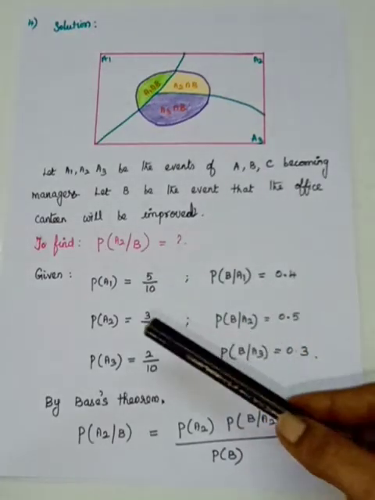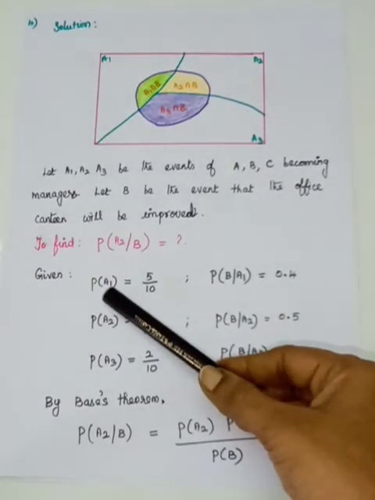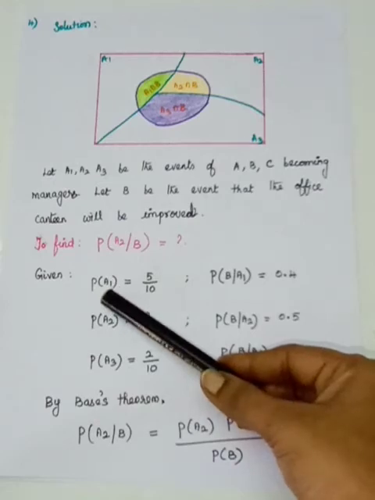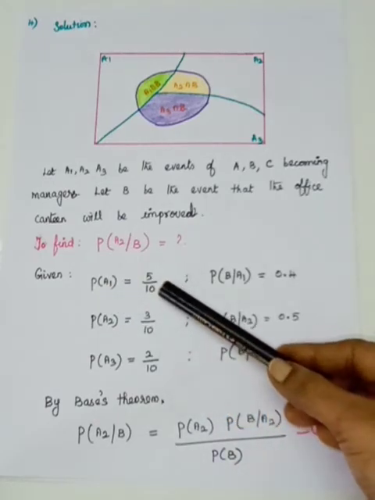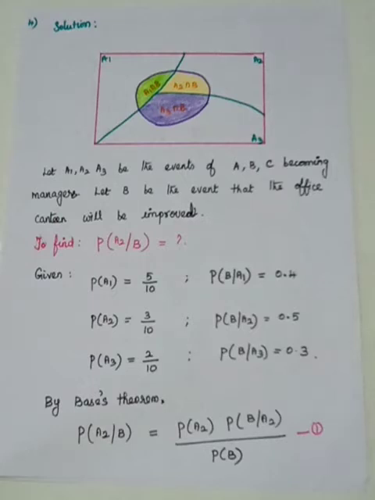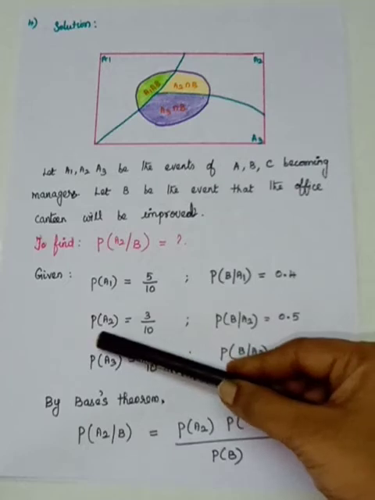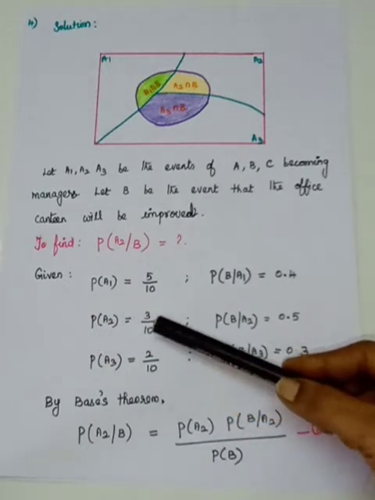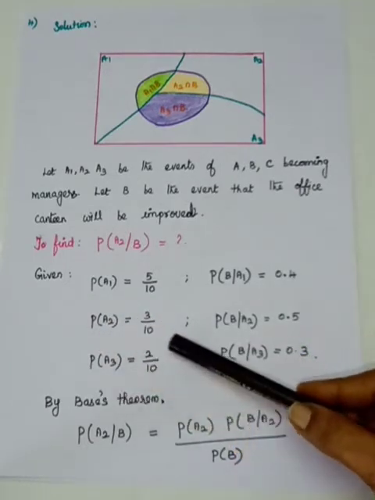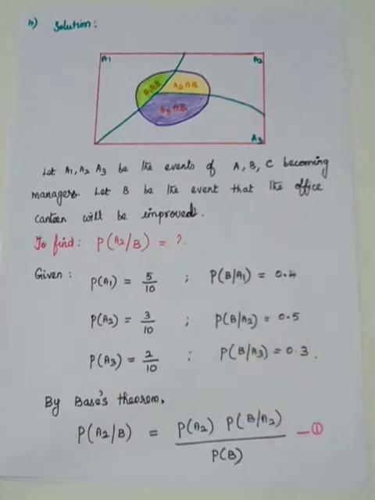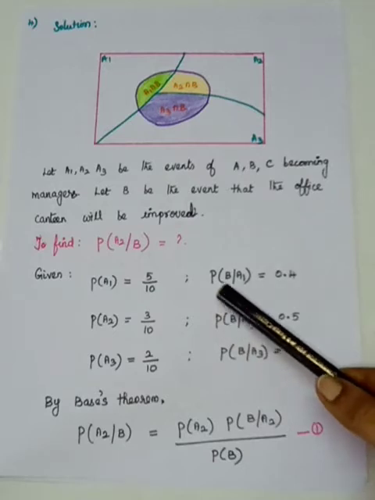And you see now P of A1. What is A1? The person A becomes manager. So the chances are given as 5:3:2. So 5:3:2 means if you add 5 plus 3 plus 2, it is 10. So therefore it is 5 by 10. And P of A2 is equal to 3 by 10. And P of A3 is 2 by 10. Because the ratio is given as 5:3:2. Okay, and P of B by A1.